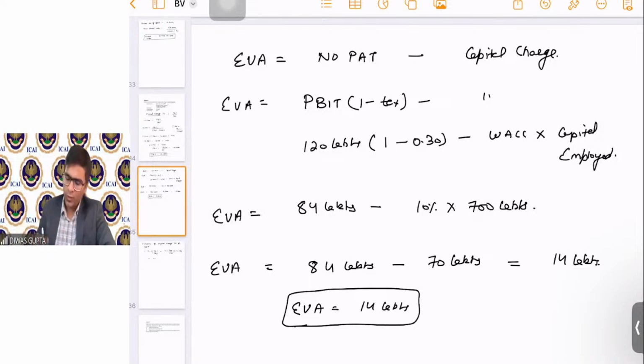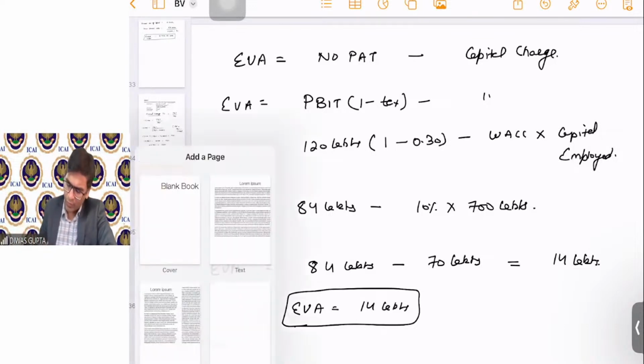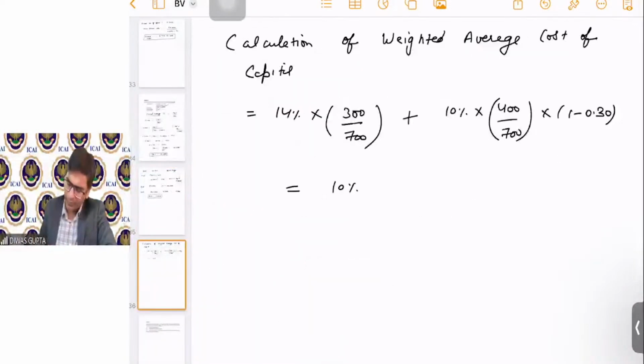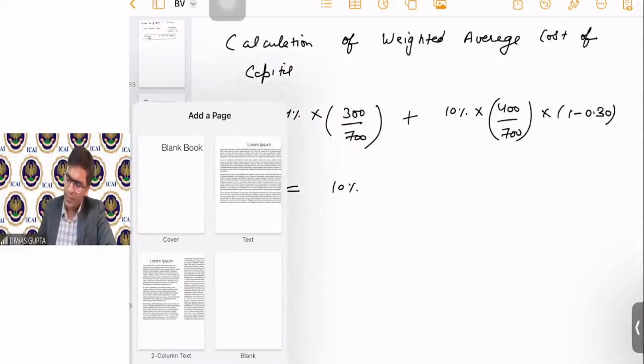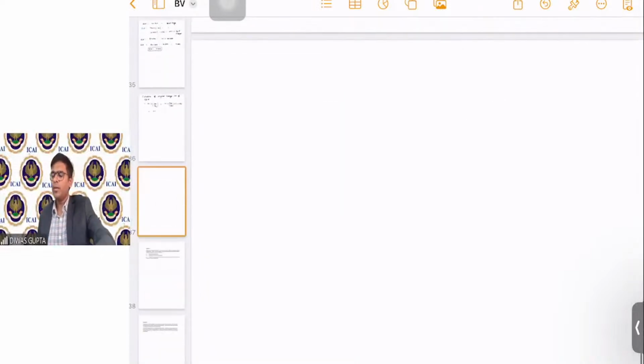Yes, students. So now let us move to one more concept actually. Sometimes we are asked: what is asset beta? What is equity beta? What is debt beta? What is geared beta? What is ungeared beta? So all these things are being asked, and we will try to discuss that.